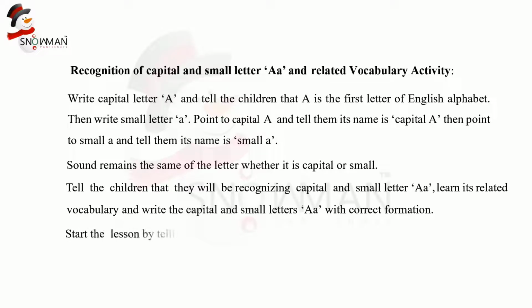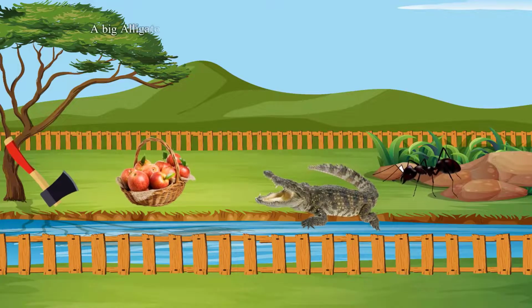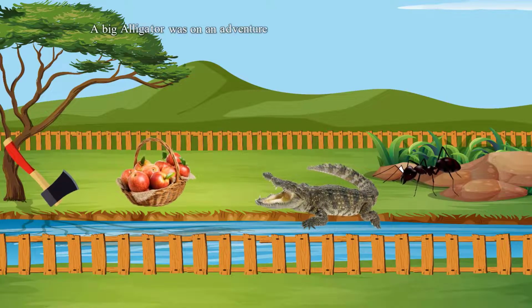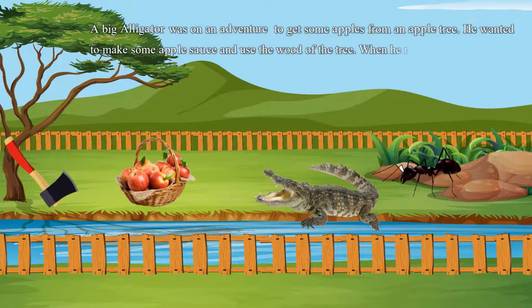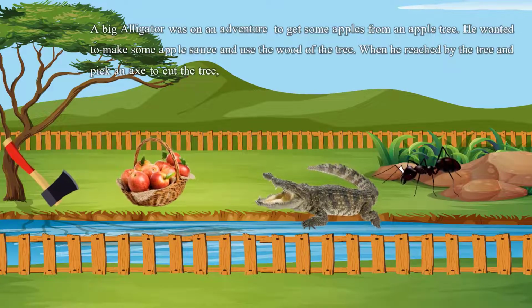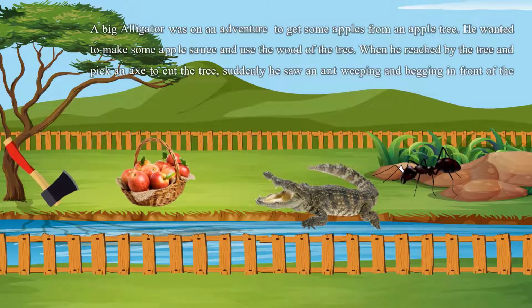Start the lesson by telling the following story of letter A. A big alligator was on an adventure to get some apples from an apple tree. He wanted to make some applesauce and use the wood of the tree. When he reached the tree and picked an axe to cut the tree, suddenly he saw an ant weeping and begging in front of the alligator not to cut the tree as she lives in the tree.